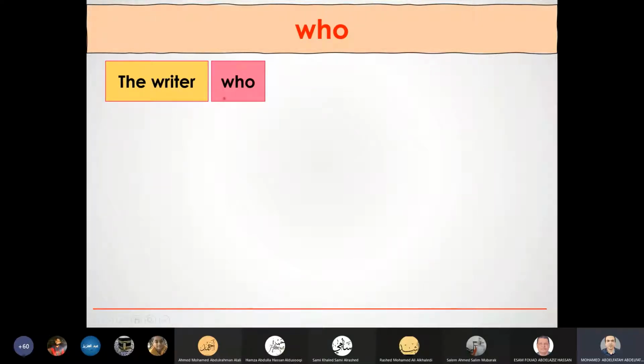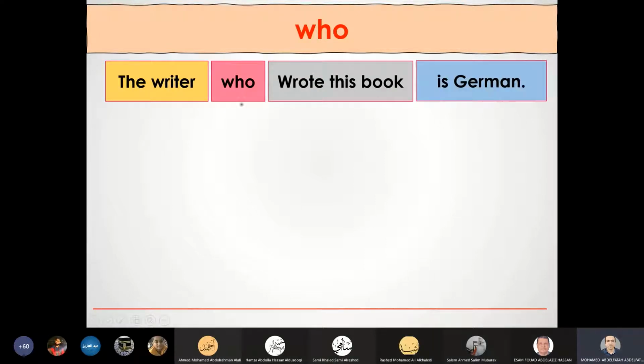The writer who wrote this book is German. Here I am speaking about the writer. The writer is a man, so the writer is a person. When you are speaking about persons or people, use the relative pronoun who.